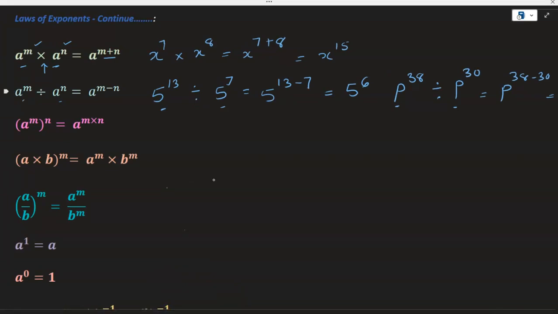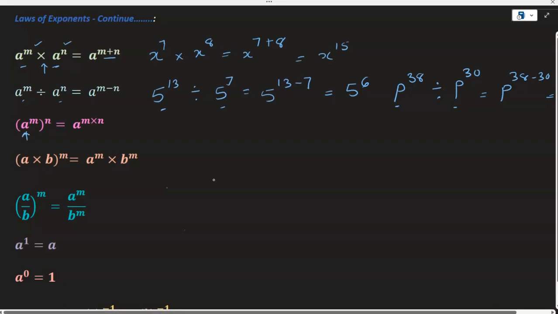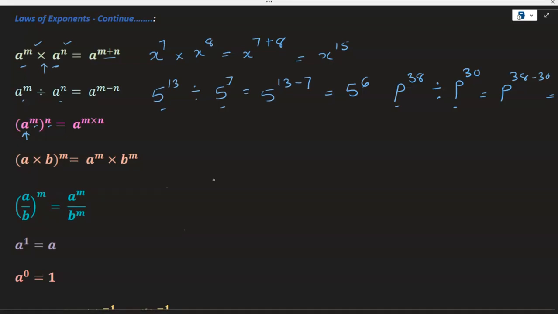Now let us move to the next law, which is also called power to the power, power of power. Now we can clearly see here we have a number with base a and there is a power m and there is another power n. So how can we simplify such kind of expression? According to law, we simply have to multiply those powers. Let us see an example.